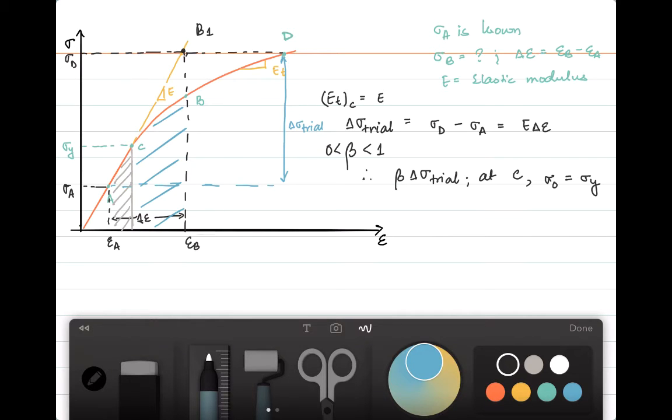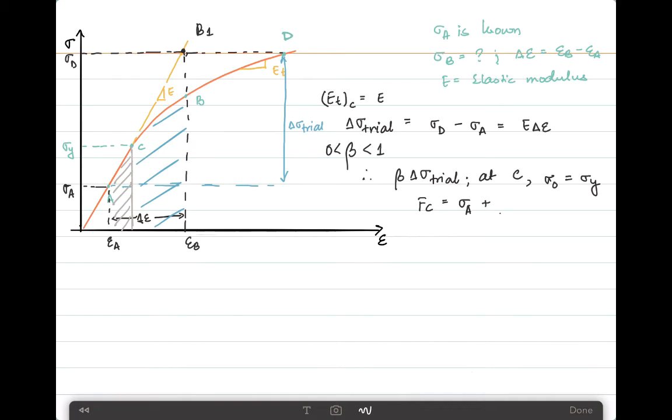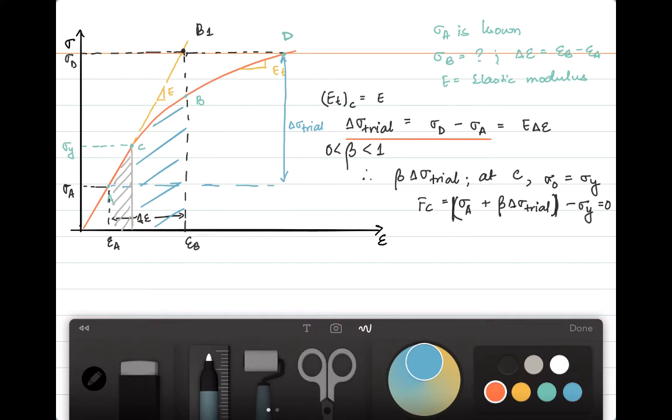So using this relation for the yield function at point C, we can write this to be equal to sigma A, which is of course already known to us, plus this change in stress, which is only the fractional change that we want to consider because this is the part which is in the elastic region. Of course, this is the modulus, minus sigma y is equal to 0 because this is the point of yielding. And from our previous work, we already know that delta sigma trial is equal to sigma D minus sigma A, which we can substitute back over here in the equation.